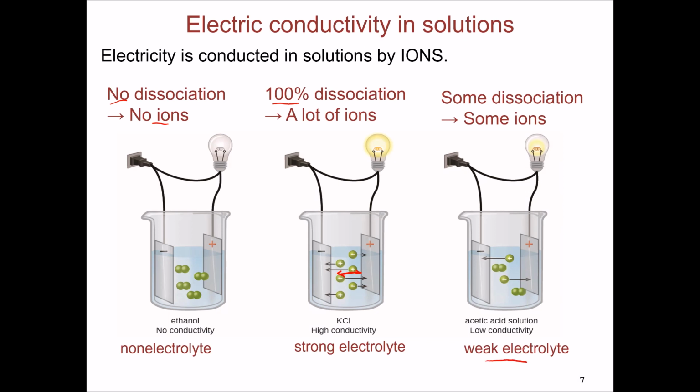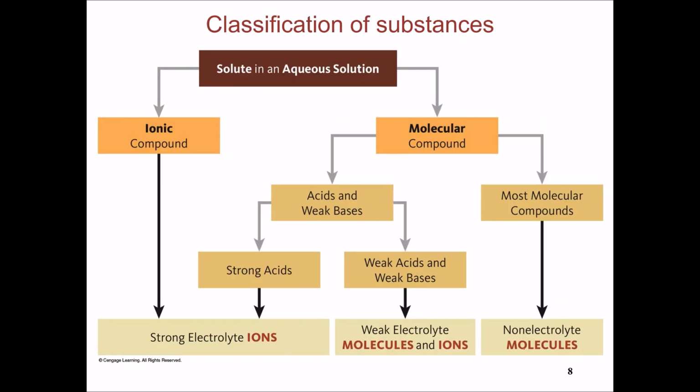And again, that's the case for weak acids and bases in solution. How can we predict what type of solution to expect for a substance? It is going to depend on the nature of the substance. If the substance is an ionic compound, that's a 100% dissociation that will convert all the substance into free ions. So that's why it's a strong electrolyte.